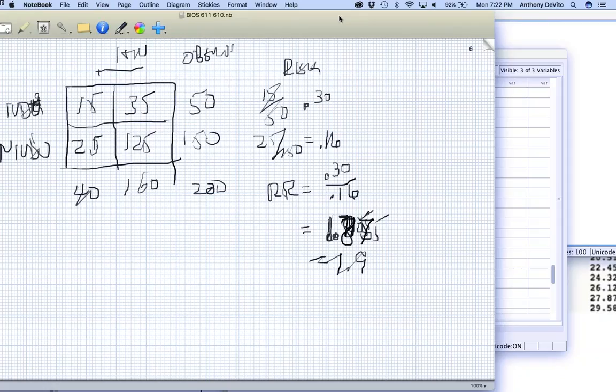Another way to describe it is to describe it instead of in terms of risk, in terms of odds. Let's talk about odds. Odds is something that's a little less intuitive than risk is. If you go to the track and the odds on a horse winning are 3 to 1, what that means is that if they ran the race 4 times, they'd expect the horse to lose 3 times and win once.